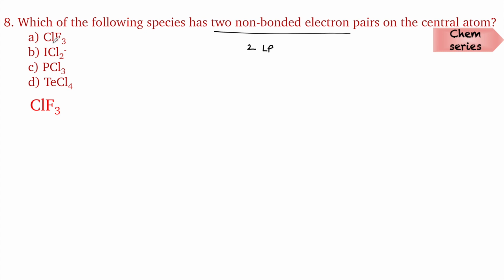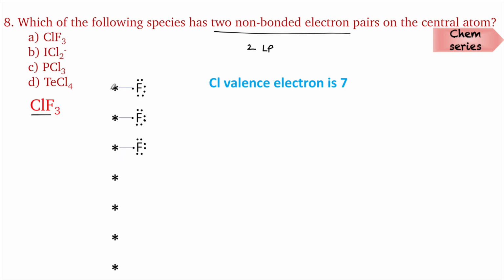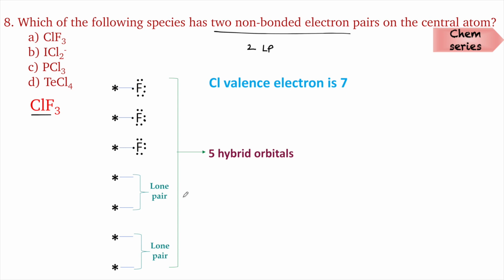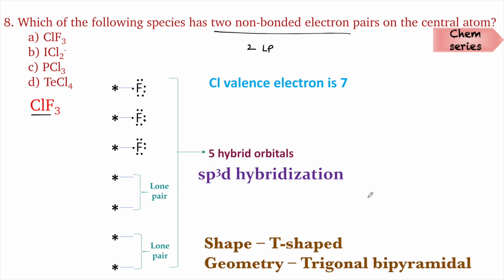So first we will deal with ClF3. Chlorine will be your central atom and its valence electron is 7, and it has 3 fluorine atoms, so they take up 3 valence electrons of chlorine to form 3 single bonds. And you see there are 4 non-bonded electrons and they are asking non-bonded electron pairs. So how many pairs are there? 2 pairs. Fine. It has 5 hybrid orbitals, sp3d hybridization, these and all we no need. We just need the answer, which is ClF3. Okay, it has 2 lone pairs.